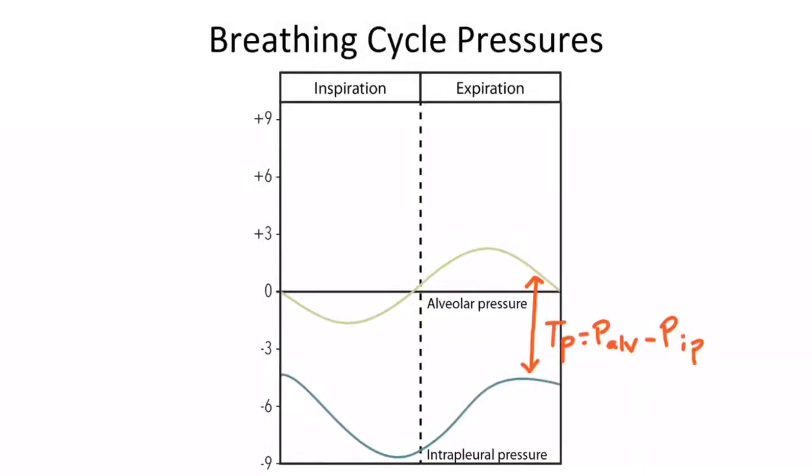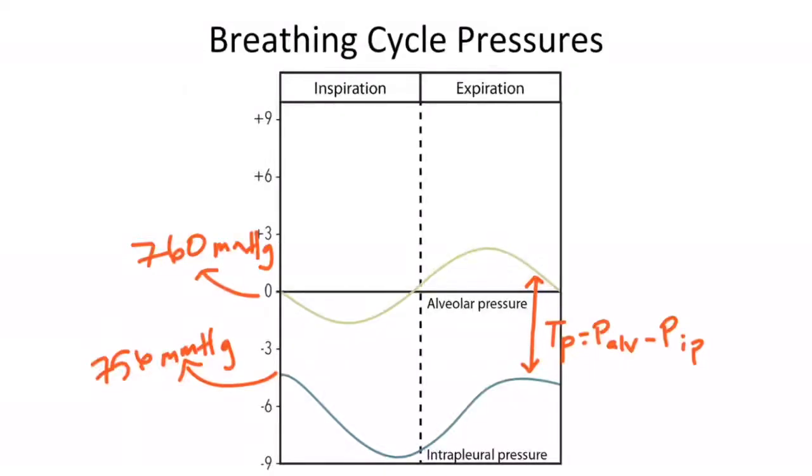Notice that the alveolar pressure is always higher than the intrapleural pressure, so if we take the difference between the two, we should always get a positive number. At rest, the alveolar pressure is normally around 760 millimeters of mercury, or 0 millimeters of mercury relative to the atmosphere. The intrapleural pressure is normally around 756 millimeters of mercury, or -4 relative to the atmosphere. If we take the difference between these two, 760 minus 756, we get +4. So right here, the difference is +4 millimeters of mercury.